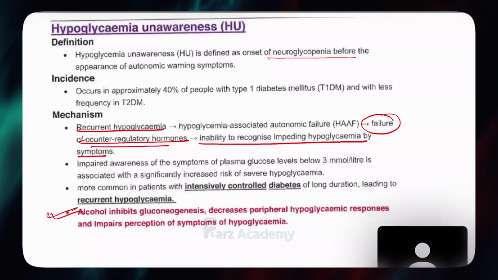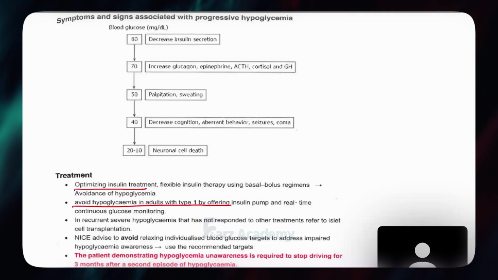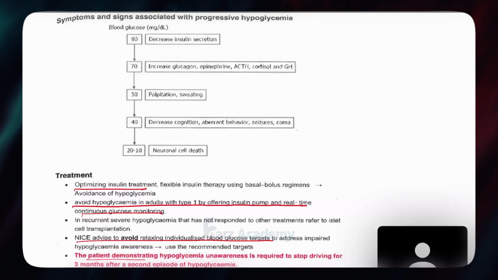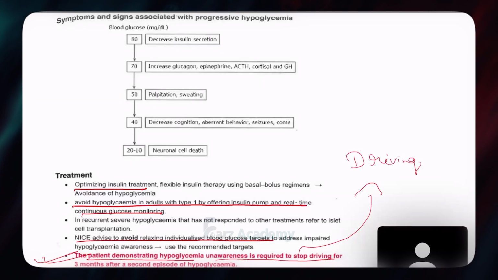Alcohol inhibits gluconeogenesis and decreases peripheral hypoglycemic responses, so once again it can cause this. The main treatment is to optimize the insulin treatment, and avoid hypoglycemia in adults with type 1 by offering an insulin pump and real-time continuous glucose monitoring. Avoid relaxing individual blood glucose targets. A patient demonstrating hypoglycemia unawareness is required to stop driving. This is very important. It's actually medico-legal because this needs to be written in a doctor's prescription.